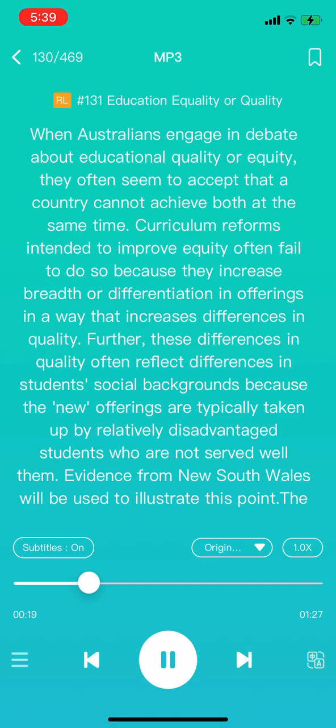Further, these differences in quality often reflect differences in students' social backgrounds because the new offerings are typically taken up by relatively disadvantaged students who are not served well by them. Evidence from New South Wales will be used to illustrate this point.